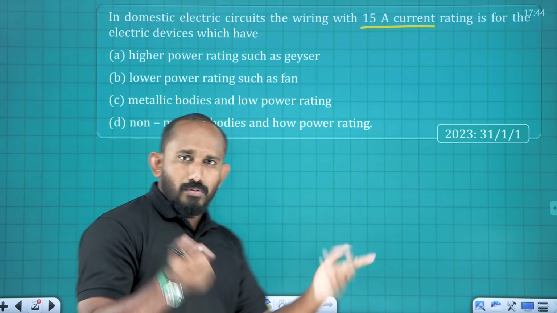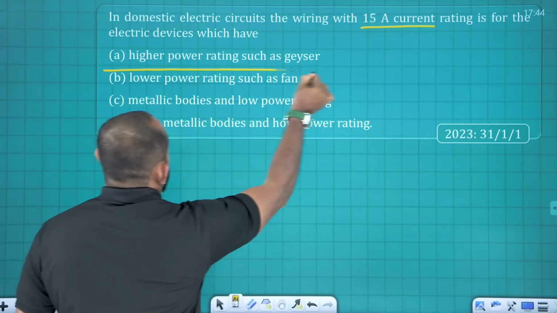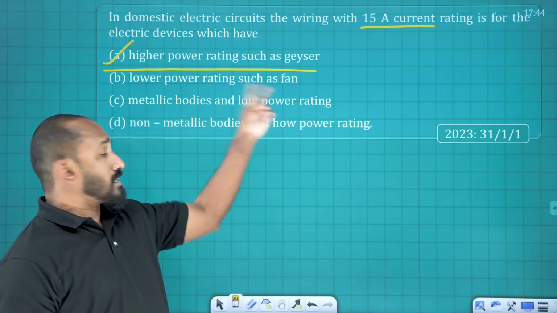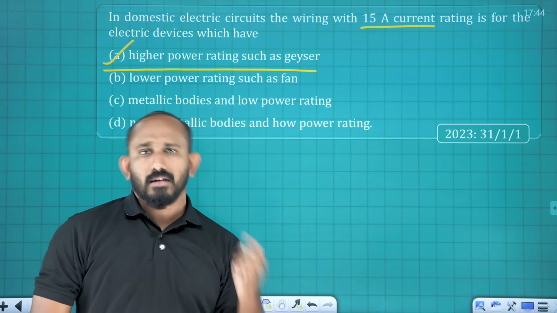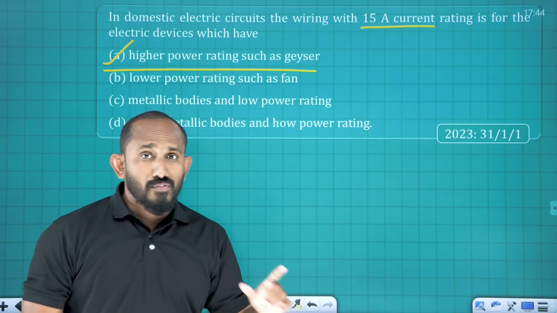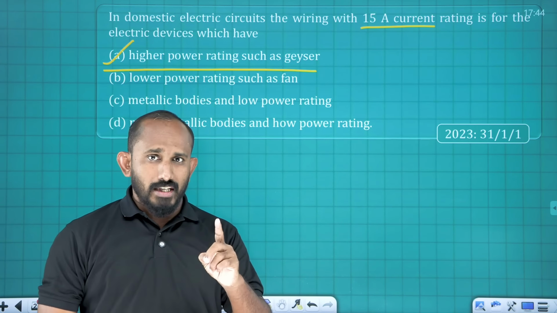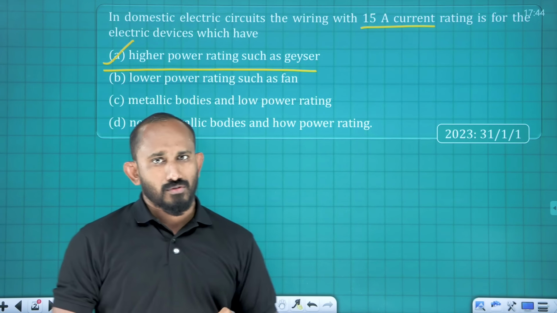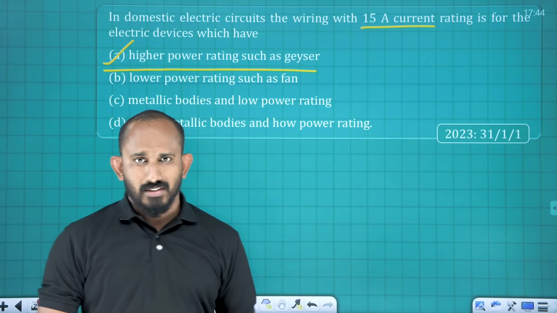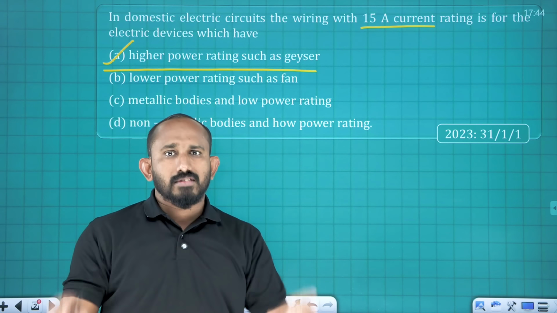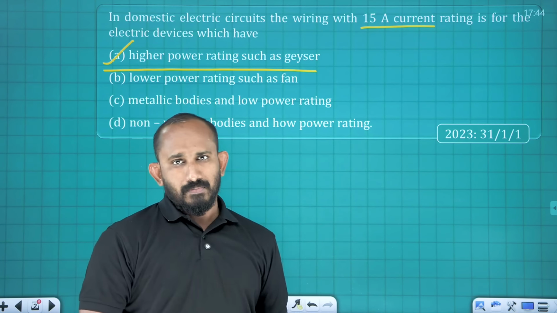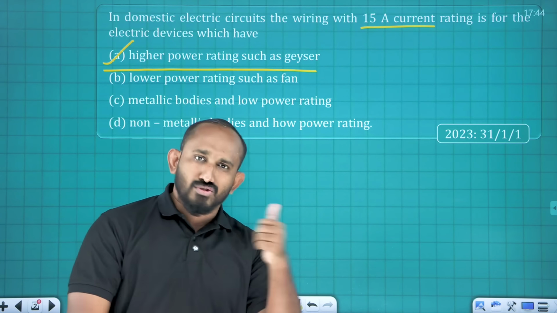So here the option is simple. Higher power ratings we have to use for 15 ampere. If it is like an electric fan, low power, then 5 ampere current is fine. All of them work on the same voltage. You know how much it is? 220 to 240 volts we are using, because they are in parallel circuit. In parallel circuit, all the devices are connected to the same potential difference or voltage. Now let's go for the next question.